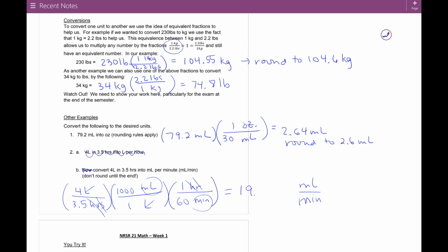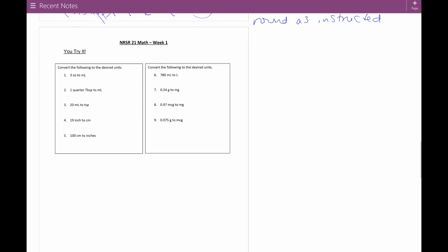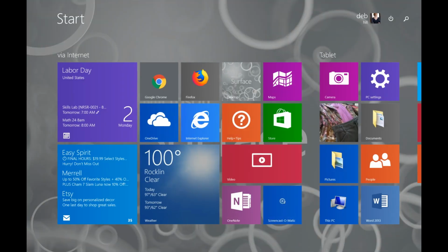And I get 19.05, and then you would have to round as instructed because our rounding rules don't apply to something after we've done a calculation and it's a rate. So then let's look at these last examples.